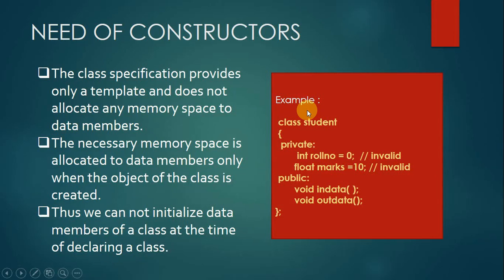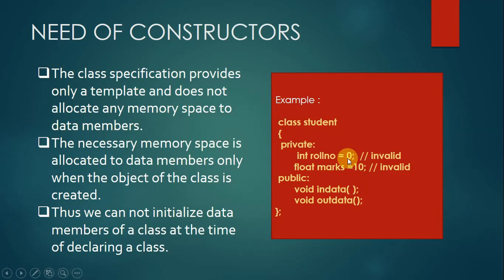So, if we look at the example, suppose I am creating a class student. You can see there are two sections, private and public. In the private section, I am defining two data members, roll number and marks. And suppose I want to assign some initial value to these data members. I want to assign 0 to roll number and 10 to marks. So will I be able to do this? No. Both of these statements are invalid.